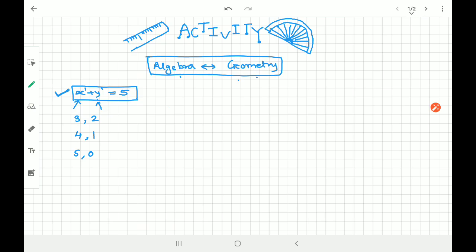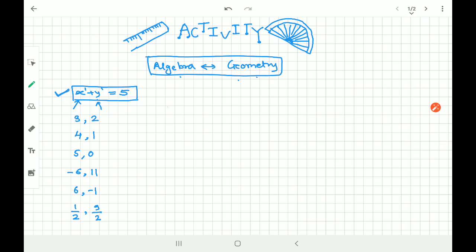Not only this, I can even take minus 6 and 11. Minus 6 plus 11 is 5 again. I can go for 6 comma minus 1. I can go for 1 by 2 and 9 by 2. Check, addition, is it 5?